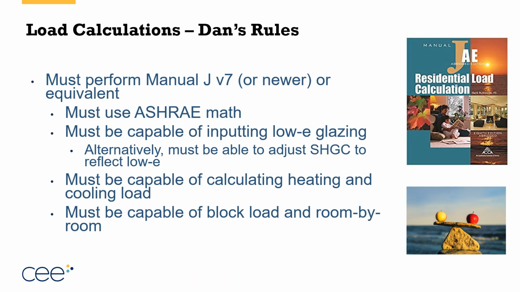So, my rules for doing load calcs. I believe that you should use tools that are Manual J version 7 or newer, or equivalent, or can give you the same answer. We'll talk about giving you the same answer in a little bit. It has to use the ASHRAE math from the ASHRAE Handbook of Fundamentals. It must be capable of adjusting on the cooling side for solar heat gain coefficient or adding low-E glazing. It must be capable of doing heating and cooling loads, and must be capable of both block load and room by room. This is the balancing act we're shooting for. We want tools that can do all of this if possible.